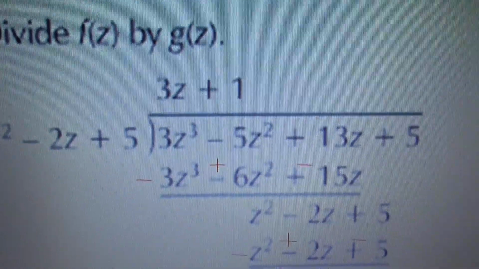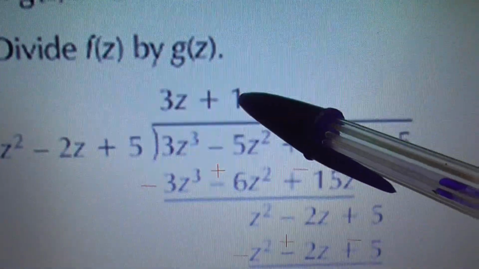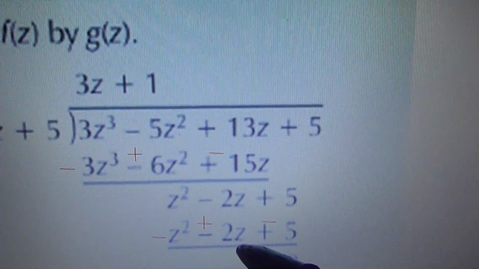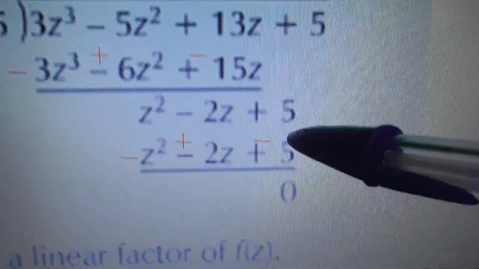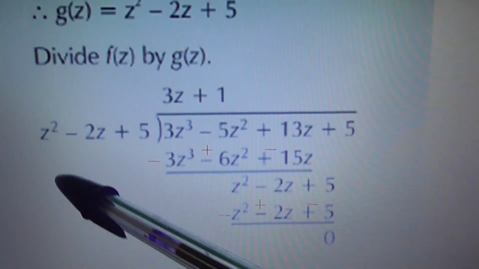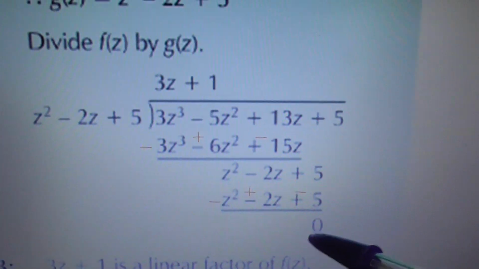Start your division again. z squared divides into z squared plus once. Multiply it back out. 1 by z squared is z squared. 1 by minus 2z is minus 2z. And 1 by 5 is 5. Change your signs in red. They all cancel and you get a 0. Therefore, that quadratic divided into that cubic this many times with a remainder of 0.